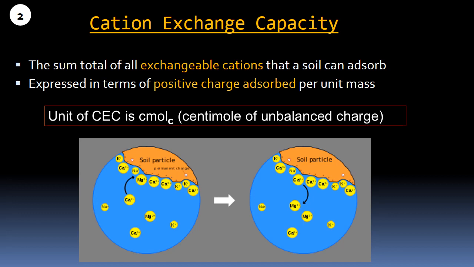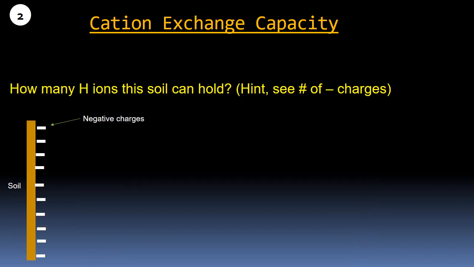It is basically measured as centimole of unbalanced charges. So that's the unit, centimole. And it can be expressed as positive charges adsorbed per unit mass, because remember, with the cation exchange capacity we are dealing with the cations, those who have positive charges. Let me give you the following example to make this point very clear to you.